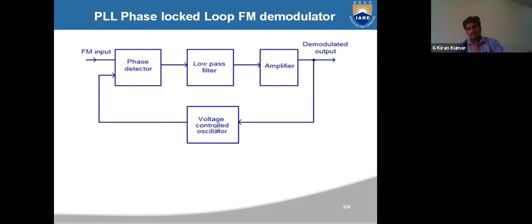Basically, for the initial input to the voltage control oscillator, we can apply a certain threshold voltage. That threshold voltage can be given here. Okay, so the threshold voltage can be compared with the FM input. Suppose both the phase and frequency are equal, then there is no error at all.